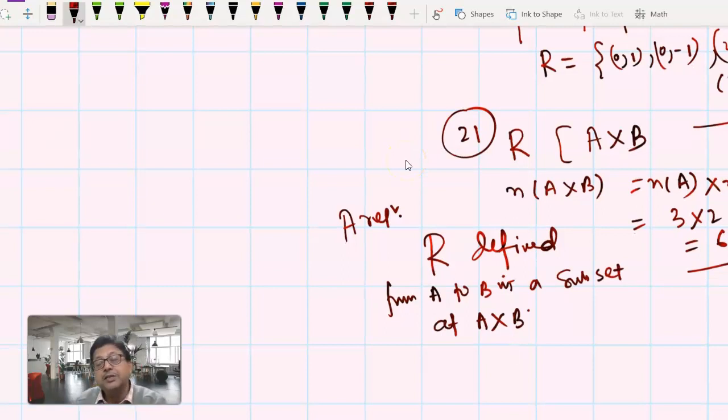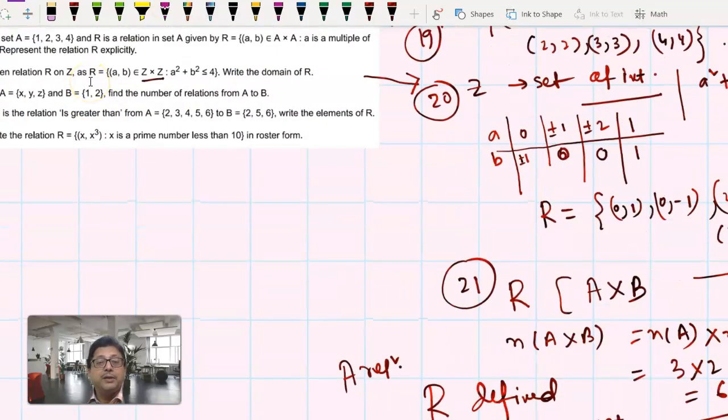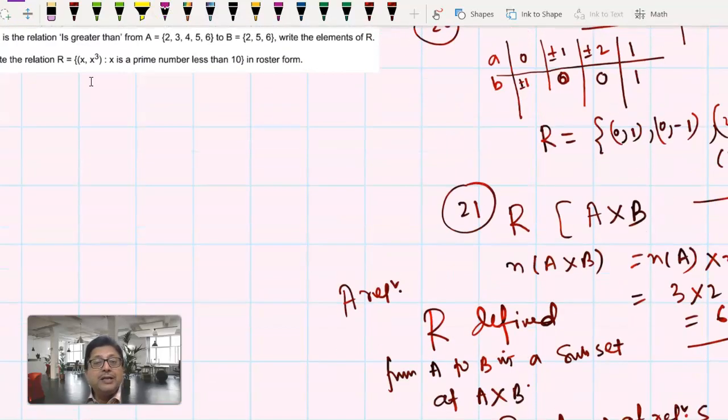Any subset of Cartesian product set will be a relation from A to B. So required number of relations equal to 2 to the power 6, that is 64. In total 64 relations are possible over there. Okay. So let us solve.